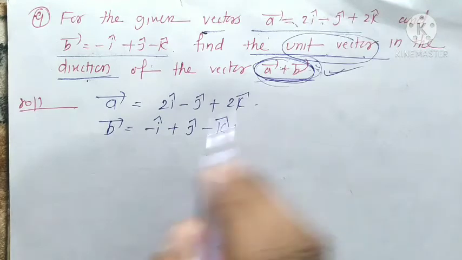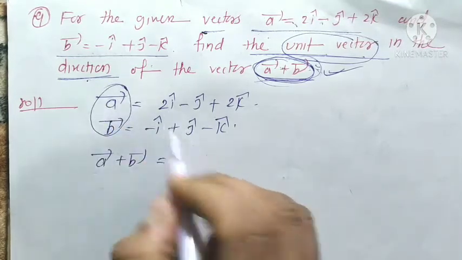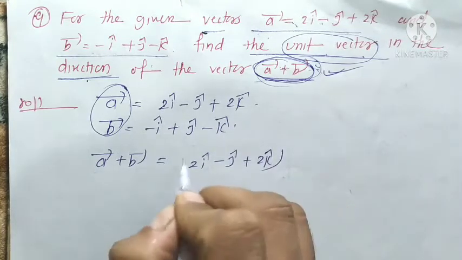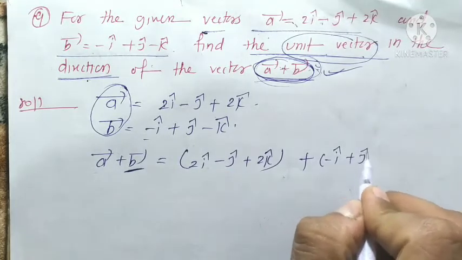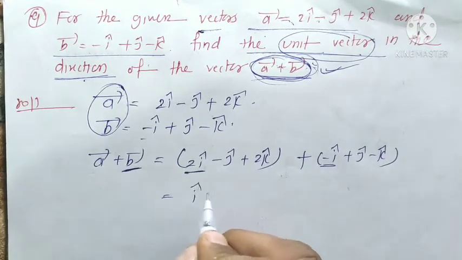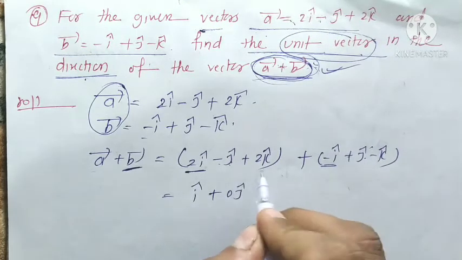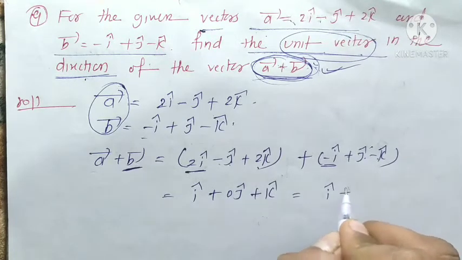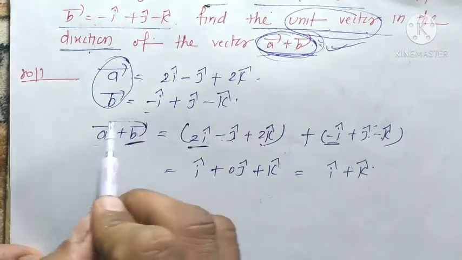Firstly we find this vector a plus b, I mean the sum of both these vectors. So 2i minus j plus 2k, plus now we put the value of b, minus i plus j minus k. So 2i minus i is i, minus j plus j, both cancel, 0j, 2k minus k is k. Finally we can write here i plus k. And now we have to find the unit vector of this vector.